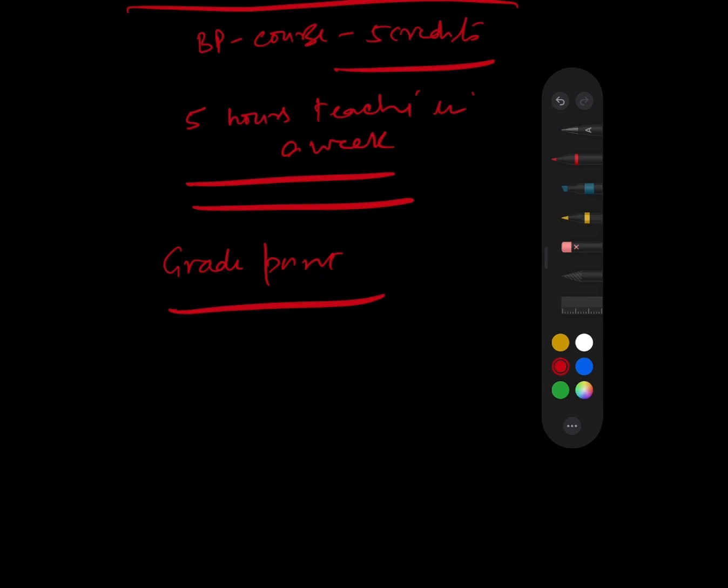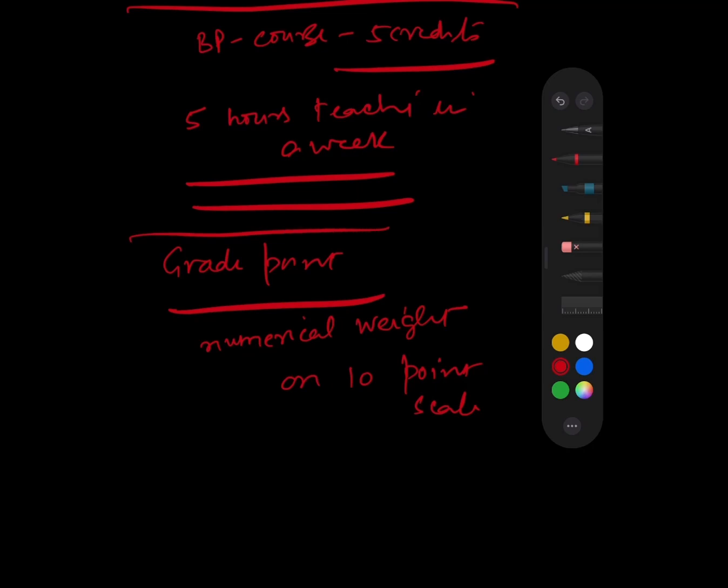It is a numerical weight allotted to each letter grade. We have grade point and we have letter grade. It's a numerical weight allotted to each letter grade on a 10-point scale. We measure everything on a 10-point scale. So 3 words are going to be very important: credit point, which I have already told you, then grade point, and then letter grade.